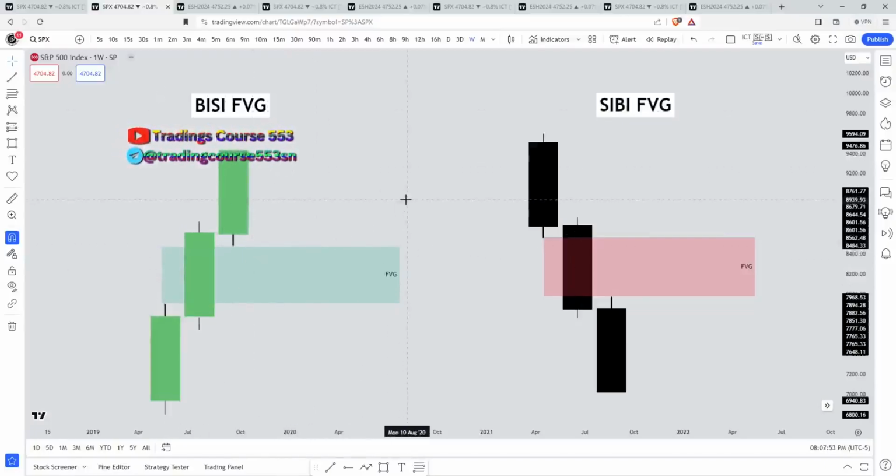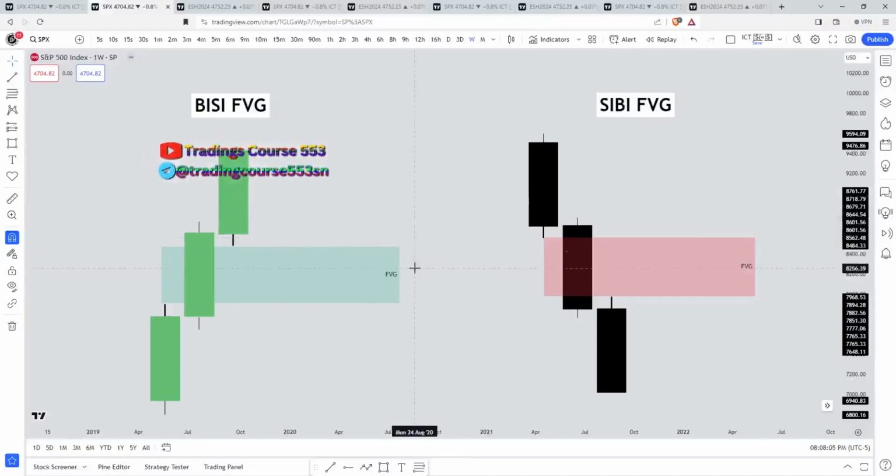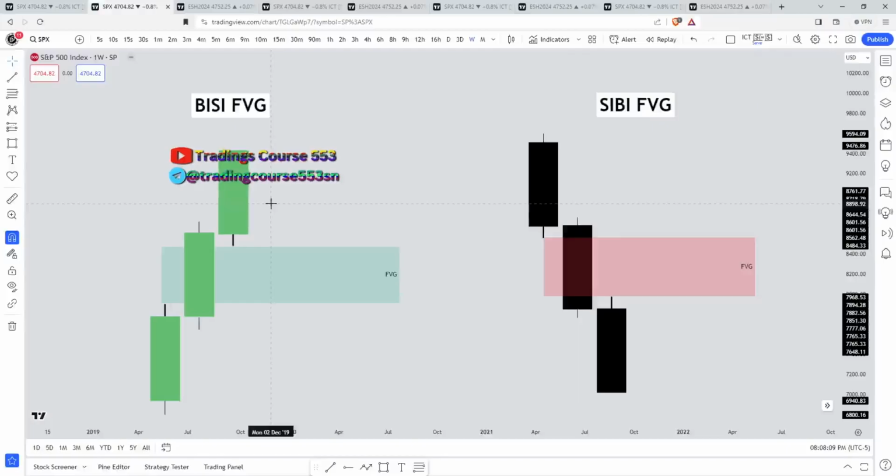If you already know fair value gaps, breakers, and order blocks, you don't really have to watch this video, but I still think it is important to understand these and really understand them like the back of your hand, because if you don't, you're not going to be able to recognize the model as easily. So this is what a bullish fair value gap is.